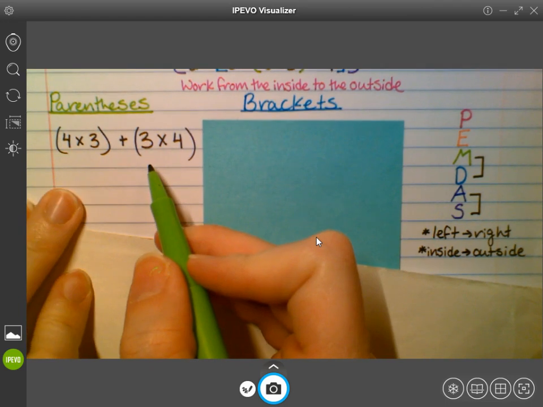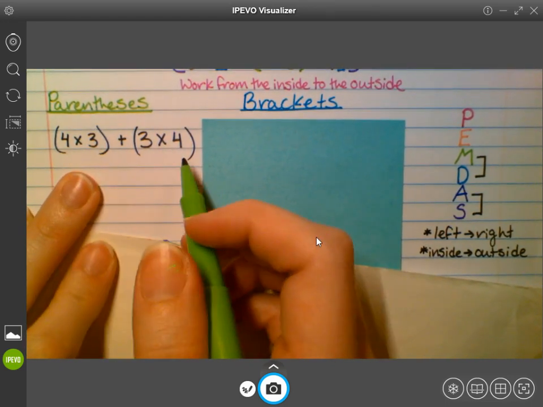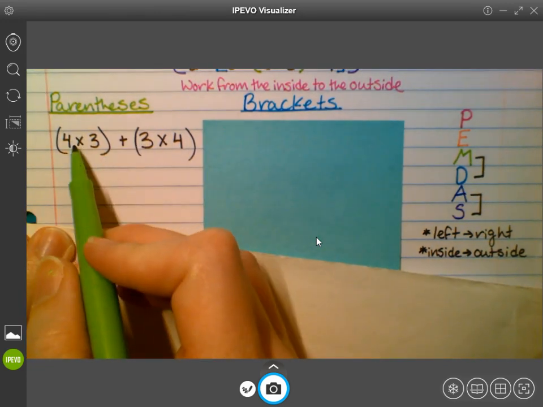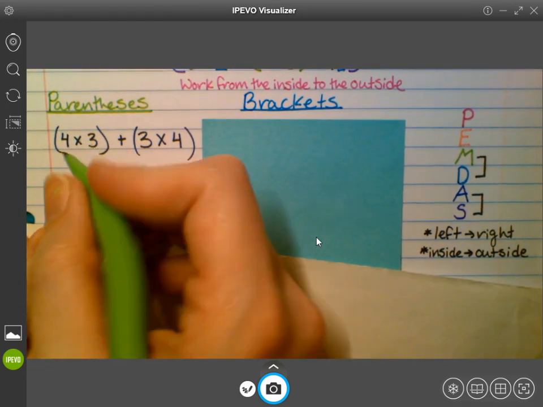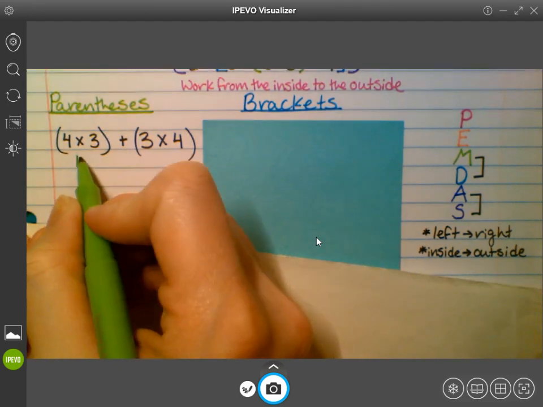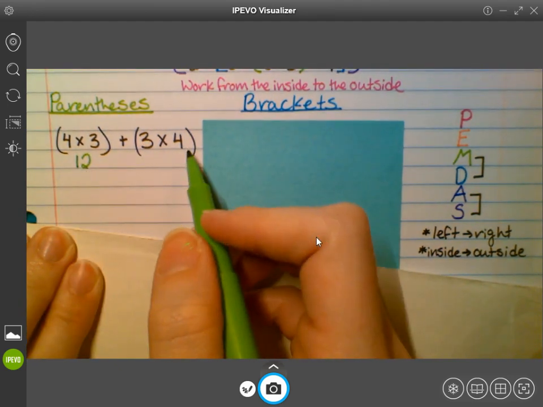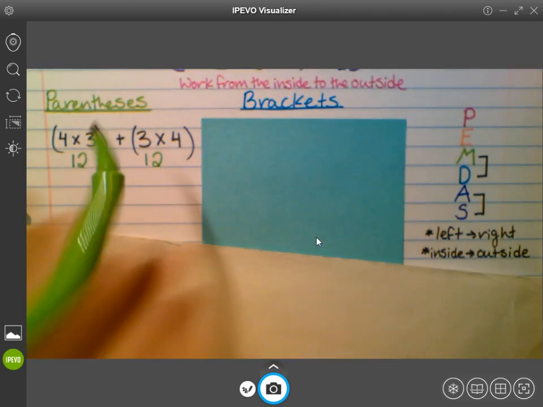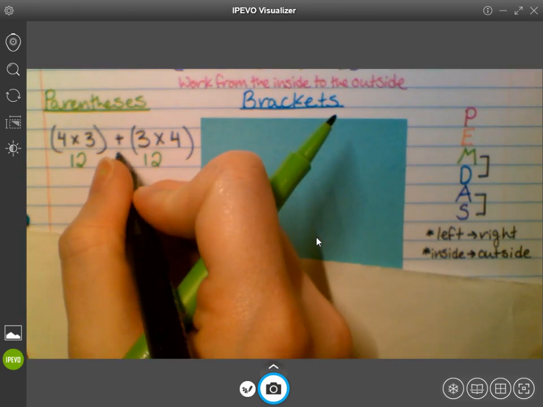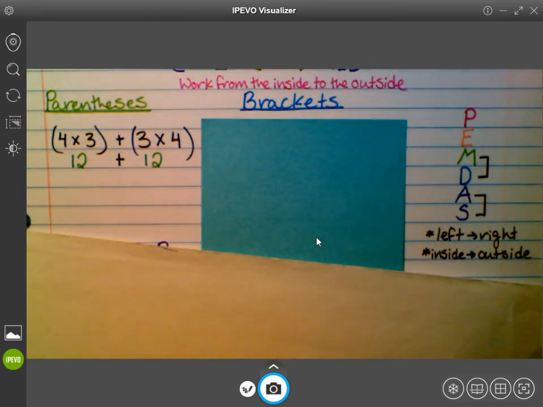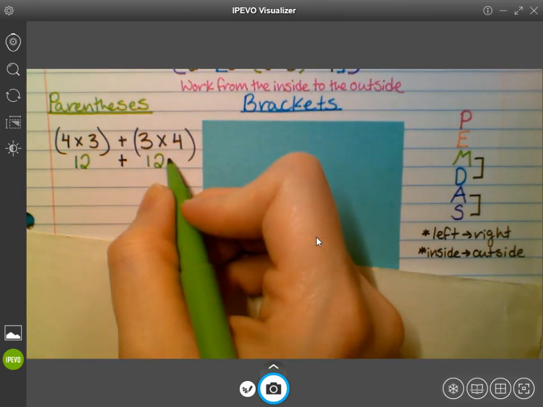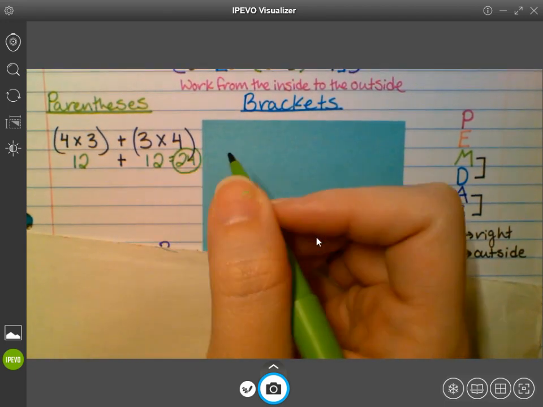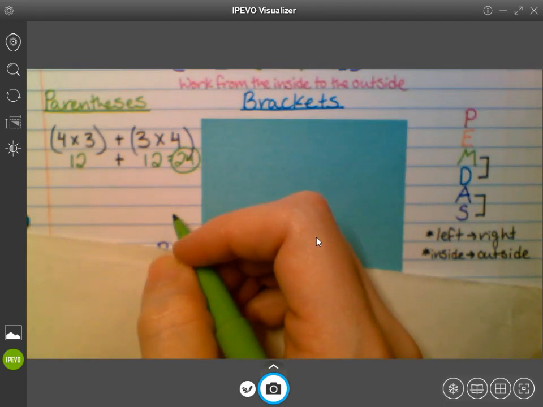Well, I just have parentheses here. And since I have 2, I need to work left to right. So I'm going to start with the one on the left. 4 times 3 is 12. 3 times 4 is 12. And then I still have this addition symbol. So now I have 12 plus 12. And what does that equal, 5th grade? 24. Please raise your hand if you got 24 as your answer.